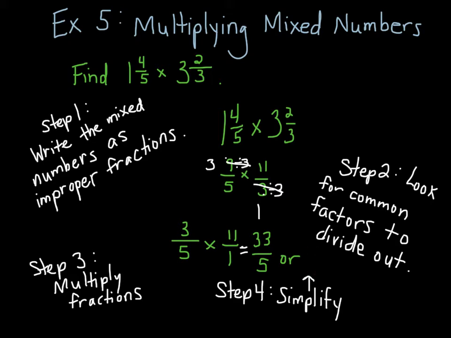6 times, and then 6 times 5 will give us 30, so that means we're still going to have 3 left over, which will be our new numerator, and that's going to go over the 5, and so our final answer would be 6 3/5.